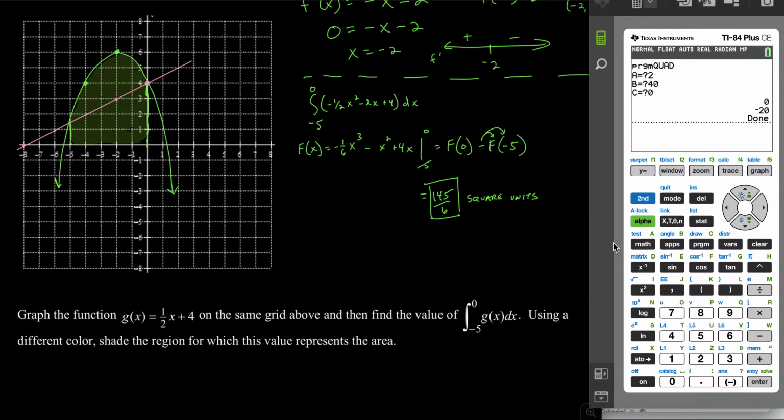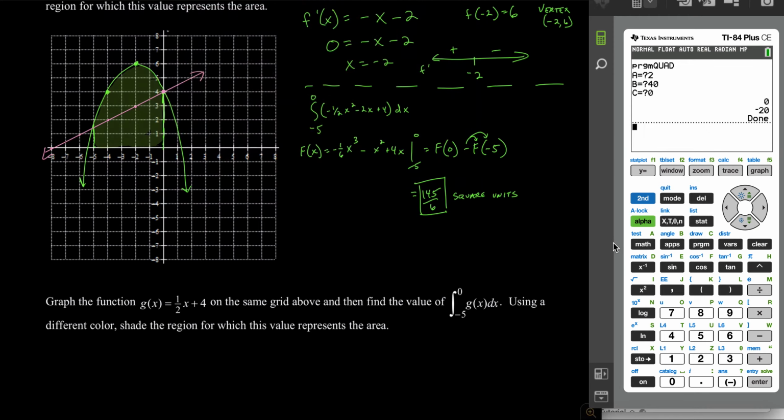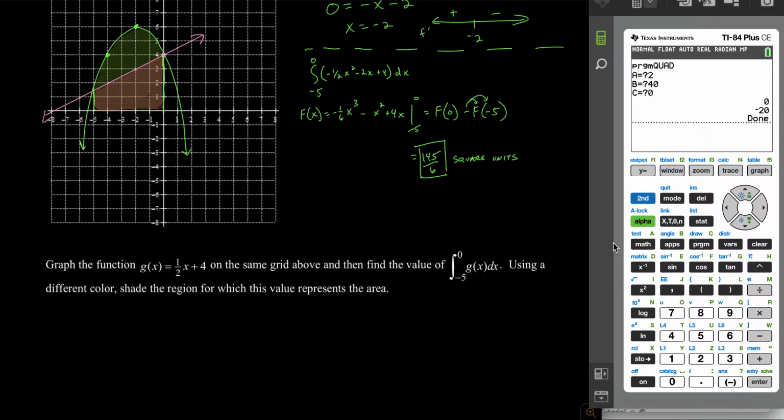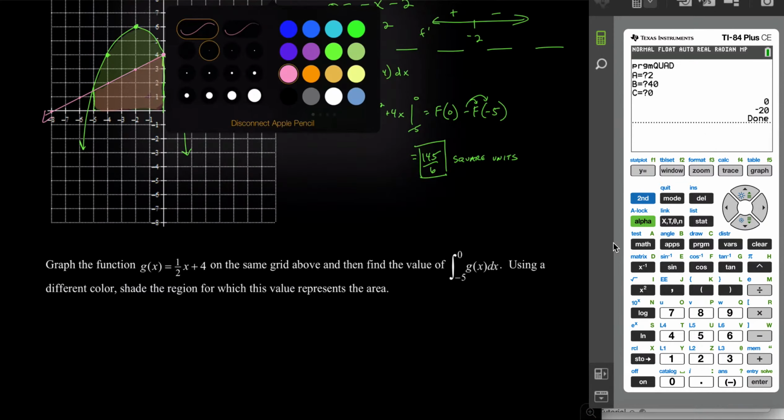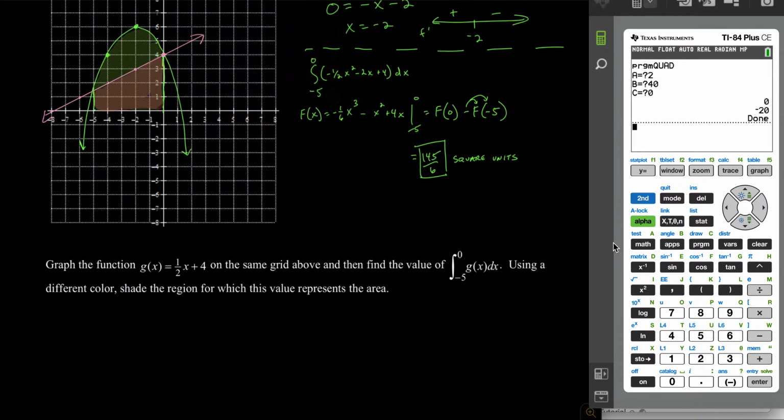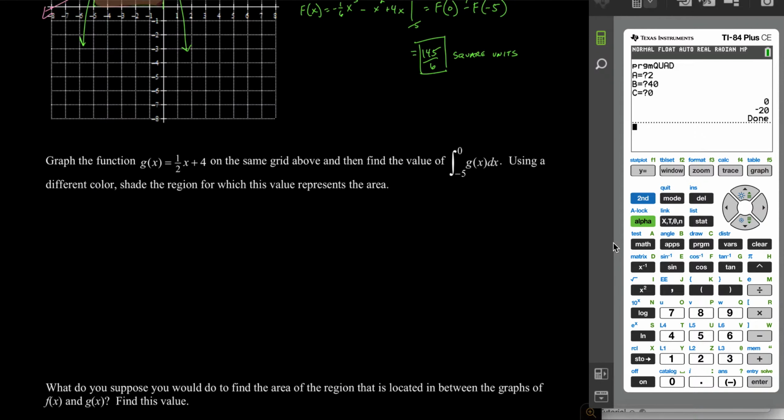Okay, so we graphed it there on the same grid above, then find the value using a different color. So we'll use a pink shading here, so that when we calculate the integral under the line to the x-axis, it's going to represent that pink area. Okay, so I'll stay with this. So now we're going from -5 to 0 of 1/2 x plus 4 dx.